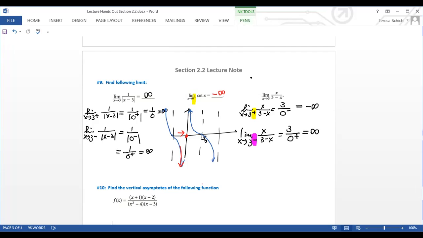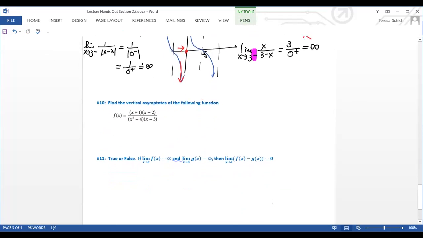Oh boy, so I find out this one is not equal. So the limit does not exist, right? So there is a vertical asymptote at x equal to 3, but one end goes up and one end goes down.